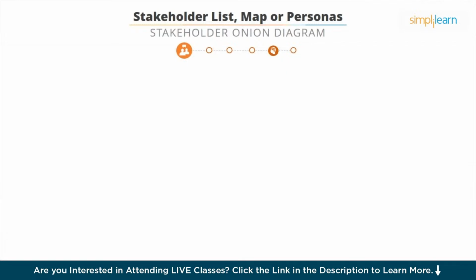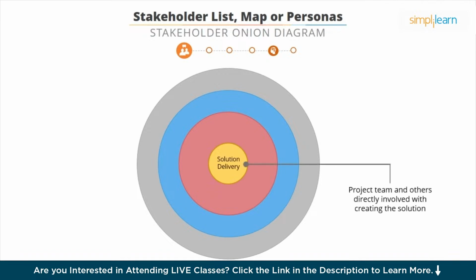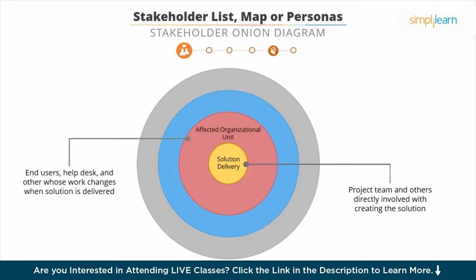This is an example of a stakeholder onion diagram. This diagram shows how closely the stakeholder is involved with a solution. The core of the onion is solution delivery. This includes the project team and other stakeholders who are directly involved in developing the solution. Next is the affected organizational units. This includes end users, help desk, and others whose work changes when the solution is delivered.